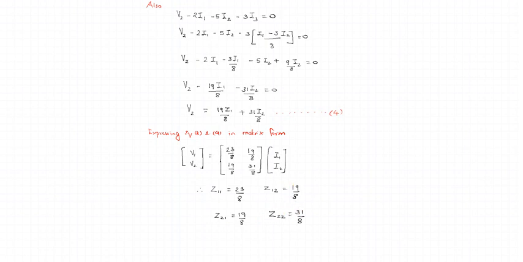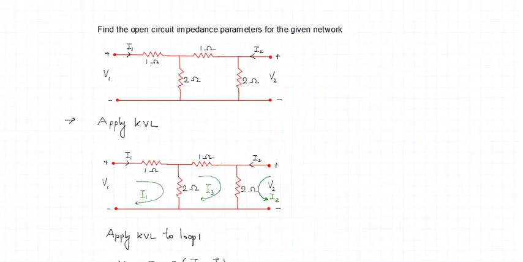Let us look at the second example. The second example is again focusing on finding the Z parameters for the given network. We'll proceed the way we have done earlier. We need to apply KVL. To apply KVL, we need to identify the loops. So the three loops are observed here. This is loop 1, loop 2, loop 3. Look at the current. Loop 1 has current I1, so we have called the current through this as I1.